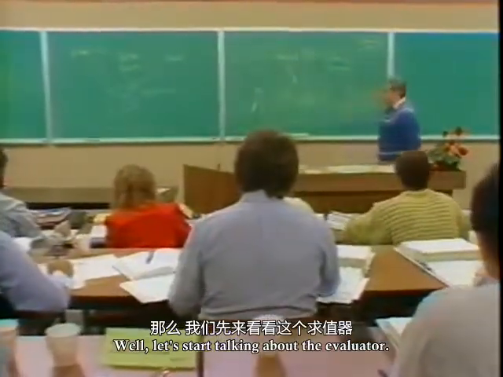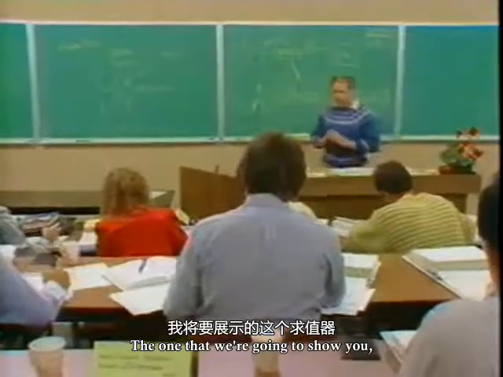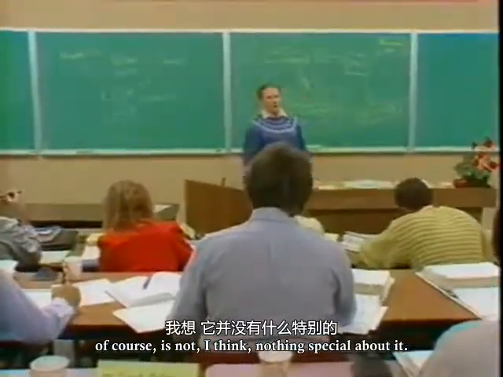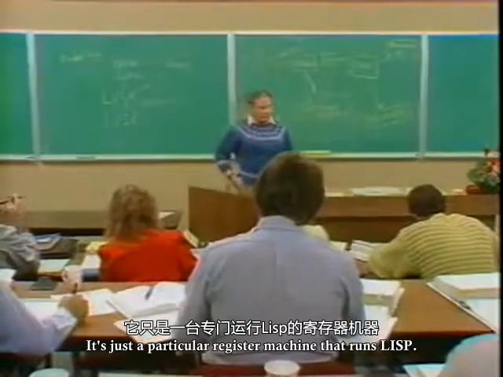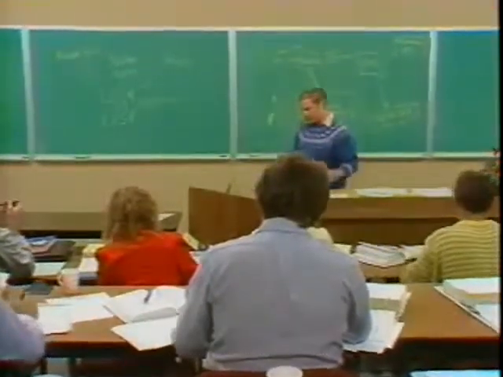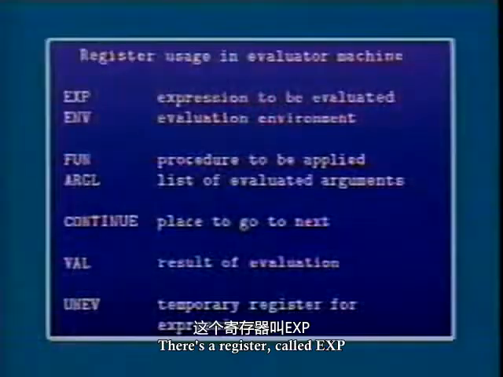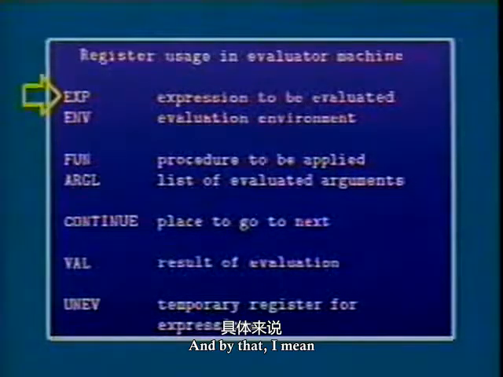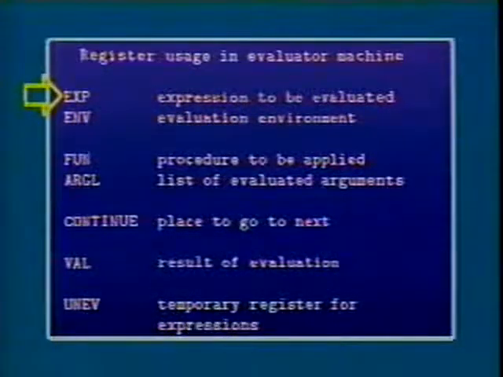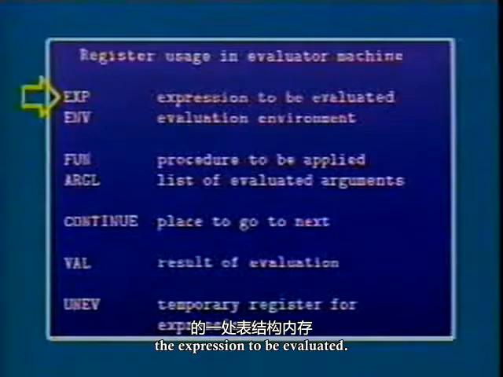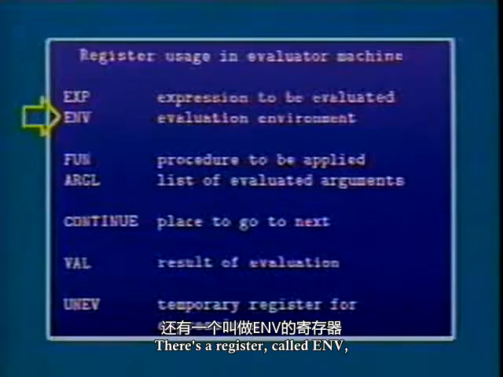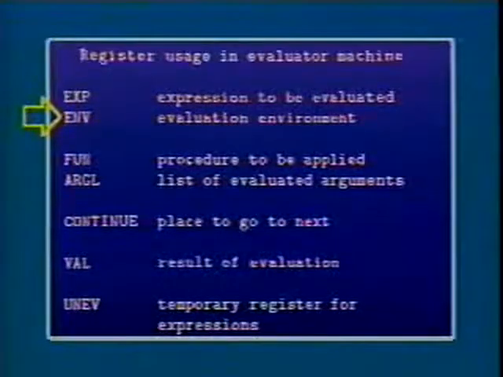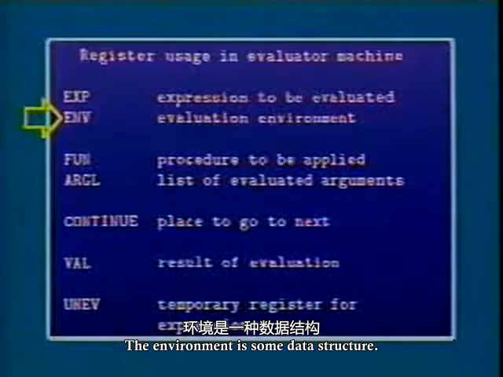Well, let's start talking about the evaluator. The one that we're going to show you has nothing special about it. It's just a particular register machine that runs Lisp, and it has 7 registers. And here are the 7 registers. There's a register called exp, and its job is to hold the expression to be evaluated. And by that I mean it's going to hold a pointer to some place in list structure memory that holds the expression to be evaluated. There's a register called env, which holds the environment in which this expression is to be evaluated. And again, I mean a pointer. The environment is some data structure.